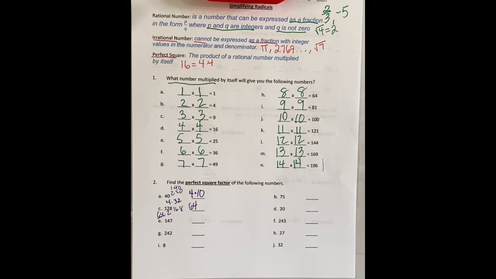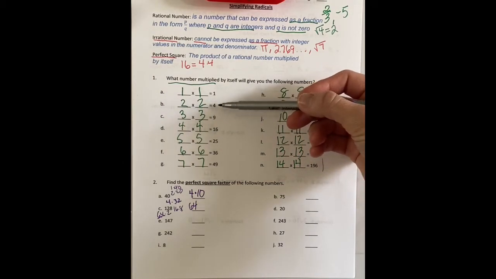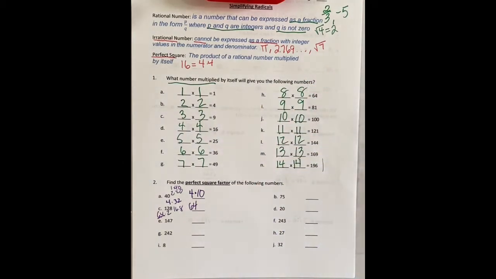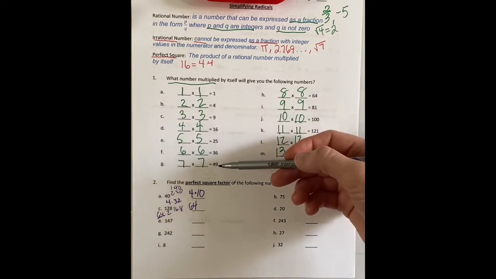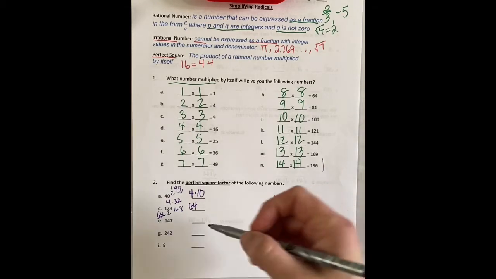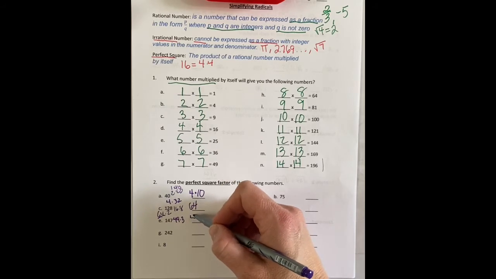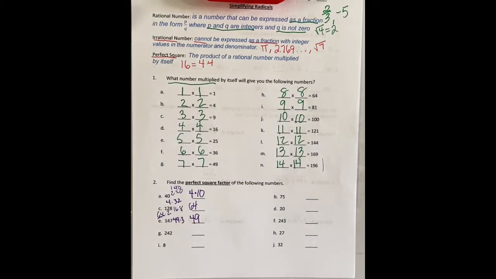So let's look at E, 147. If I take 147, divide it by, let's see, 9 I'll start with, because I know 4 wouldn't work because this is an odd number. If I divide it by 9, I get a repeating decimal, so that's not going to work. So let me try 49. 147 divided by 49 gives me 3. So 49 times 3 is 147, so I know my perfect square factor is 49.